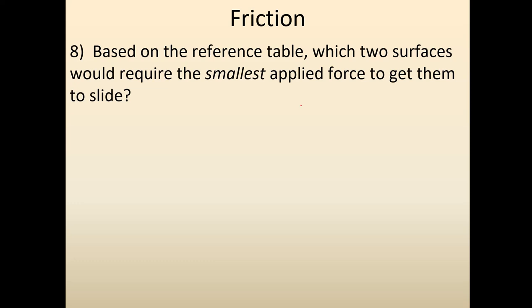All right, same thing. Here they want the smallest force. So I'm going to look on the reference table, find the one with the smallest coefficient, and it ends up being Teflon on Teflon. Or you could also say wax skis on snow, since they do have roughly the same coefficient. But both of those surfaces would be pretty much the least amount of force needed to get them to slide.